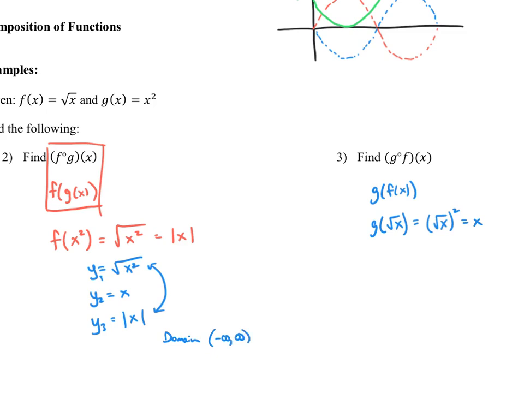However, with this particular one, the domain is based on what the original input was. And that input, I will highlight right here, is going to be 0 to infinity. And so our domain for this particular one is going to be 0 to infinity. But it is going to look like the y equals x graph, only from 0 to infinity. Okay, we're going to move on to the next page.